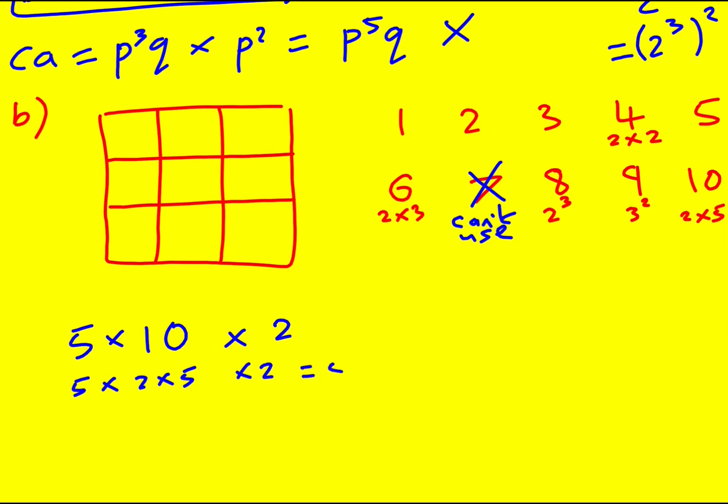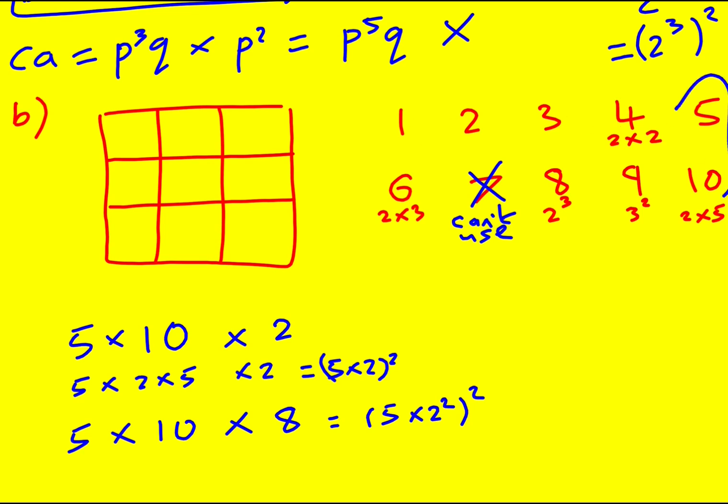because this would be 5 times 2 all squared, 100. Or I could actually do 5 times 10 times 8, because that one's 2 cubed. And then I'd get 5 times 2 squared. So these are two options, but I'm definitely going to have to, there's no other 5s in here, so I'm definitely going to have to combine the 5 and the 10, but then there's going to be two options for whether I use 2 or 8.